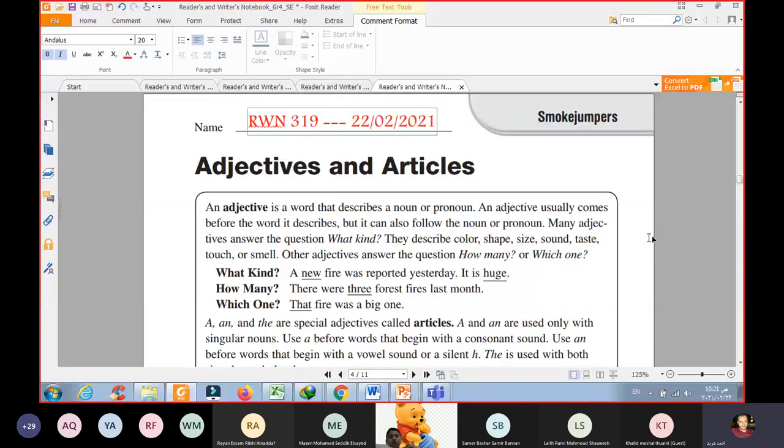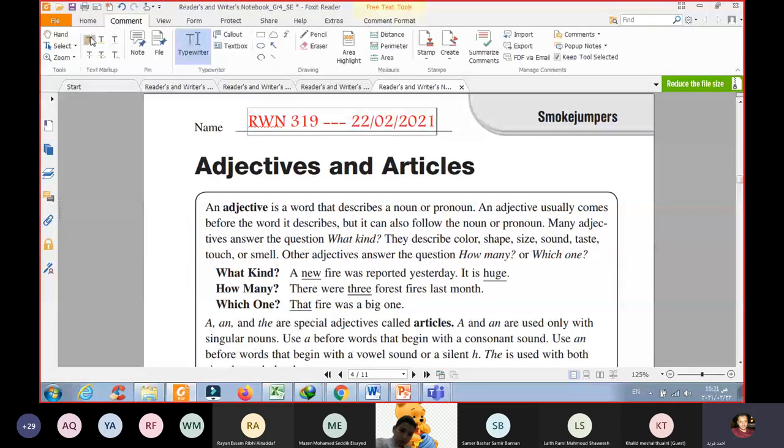An adjective is a word that describes a noun or a pronoun. Again, adjectives look like tall, short, big, and fat. Those words come to describe a noun or a pronoun. So again, please highlight, boys, with me directly now. The first line: an adjective is a word that describes a noun or a pronoun, because it's very important to know what the adjective is.